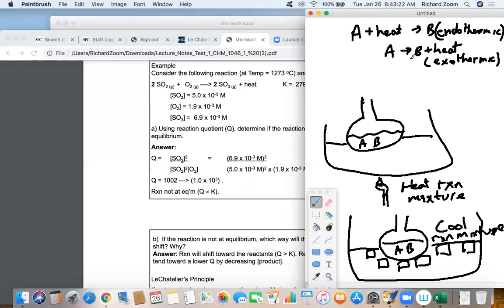I'll say that again. I don't know if I said it properly the first time. If you're going to cool an exothermic reaction, the reaction will move towards the product side because we're removing heat. And if we were to cool an endothermic reaction, we're removing heat, the reaction will go towards the reactant side.